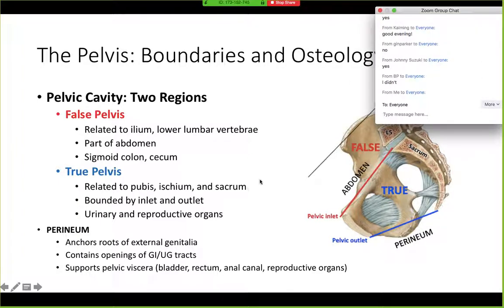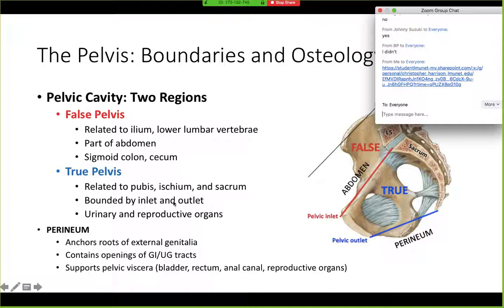So the pelvis can be divided into a false pelvis and a true pelvis. The false pelvis, this picture explains it perfectly. The false pelvis is everything in relation to the ilium and the lower lumbar vertebrae. And then the true pelvis is in relation to the pubis, the ischium, and the sacrum. So everything down here. And then your perineum is part of what she called the outside world. So everything below the true pelvis is starting to become outside of the body.